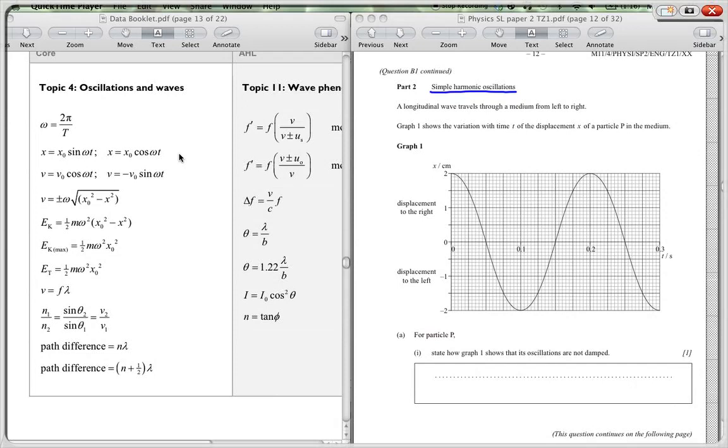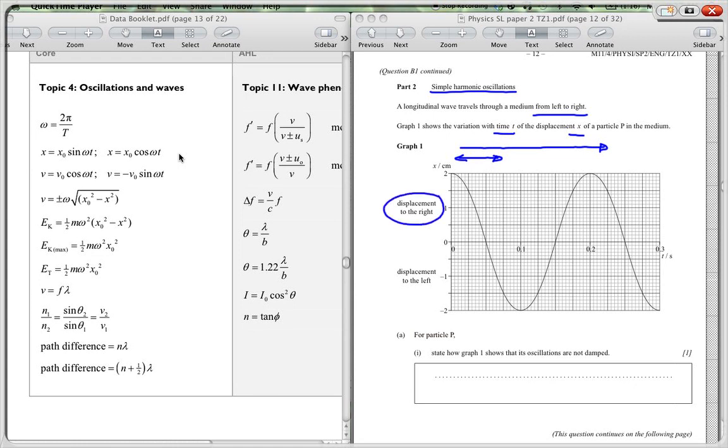A longitudinal wave travels through a medium from left to right. Graph 1 shows the variation with time t and displacement x of a particle in the medium. So this is a longitudinal wave. Basically, particles are moving to and fro in that direction, while the energy of the wave, the actual wave itself, moves in that direction, but they are oscillating to and fro.